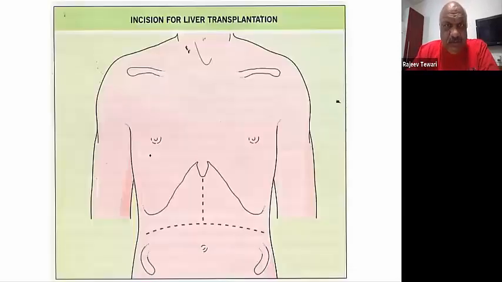Next slide, please. Now the incision you give, you can see the incision we make is a reverse T kind of incision. For Whipple's operation, for pancreas, we give an inverted V-shaped incision called rooftop or chevron. Here we give an inverted T-shaped incision. Next slide.